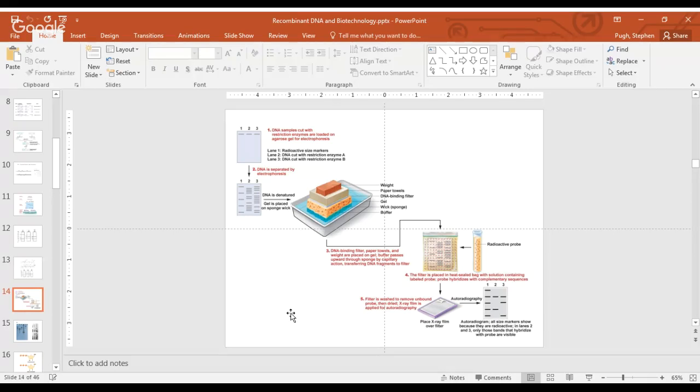So we simply expose the filter paper to the radioactive probe, let it sit there for a while, then wash all the radioactivity off. The only radioactivity left behind is radioactivity attached to the probe that has bound to a particular band of DNA, because the sequence of DNA in the probe is complementary to the DNA in the band. And so that gives you a much smaller number of bands.